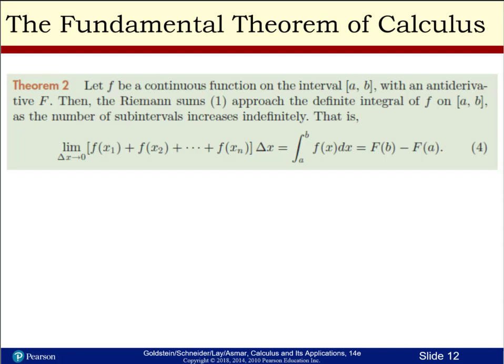Our fundamental theorem of calculus, Theorem 2: let f be a continuous function on the closed interval from a to b with the antiderivative, capital F. Then the Riemann sums approach the definite integral of f on that closed interval a to b as the number of subintervals increases indefinitely. That is, the limit as the width of that subinterval goes to 0 of that Riemann sum gets closer and closer to that definite integral.